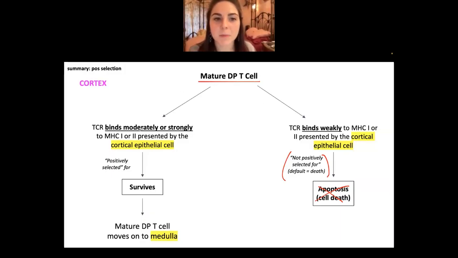But if it's binding moderately or even strongly, and again, super weird, but even if it's binding strongly to the self-antigen within the MHC1 or 2 presented by that cortical epithelial cell, again, we're in the cortex, now we're actively selecting for it. We're positively selecting. We're like, yes, we want you. So we're selecting for it. It's going to survive, and now it's going to continue on to the medulla. So we have this mature double positive T cell that's able to move on to the medulla. Okay, so that's positive selection.